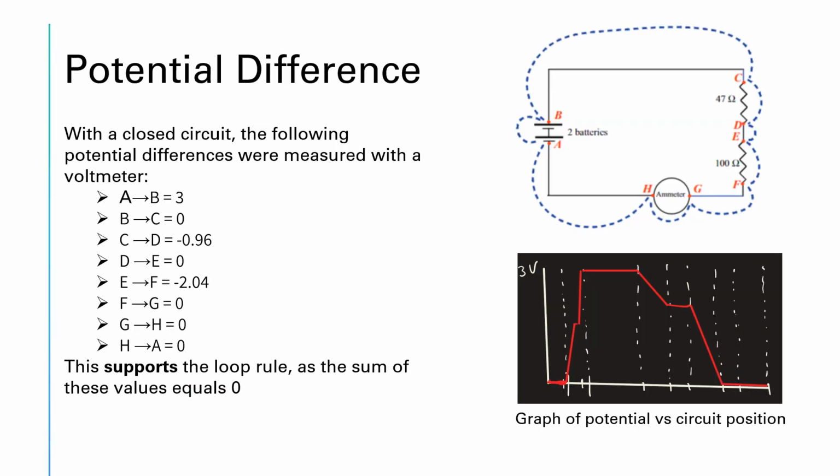At each point around the circuit, I measured the potential difference using the voltmeter, and the following values were obtained. These measurements support the loop rule since their sum is equal to 0. Also, in the bottom right is my graph of potential versus position around the circuit. As you can see, the final value is 0.